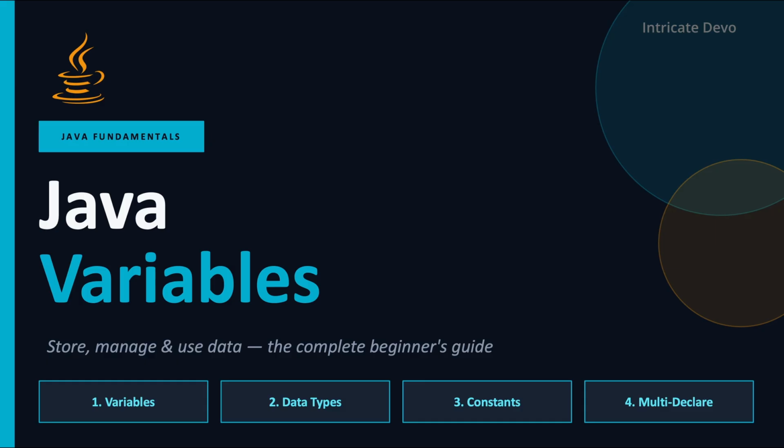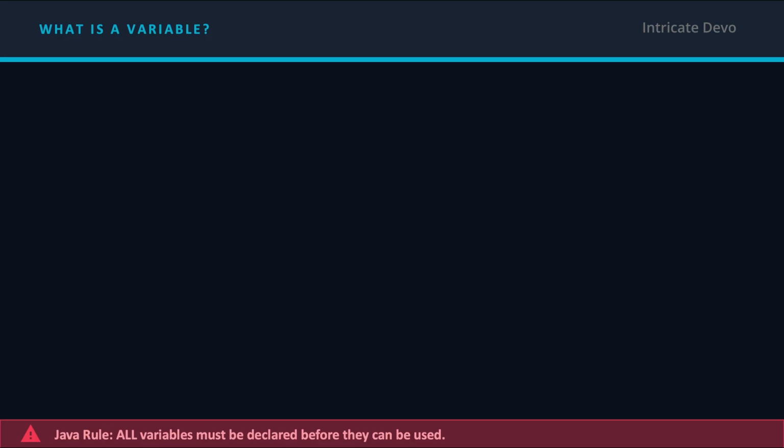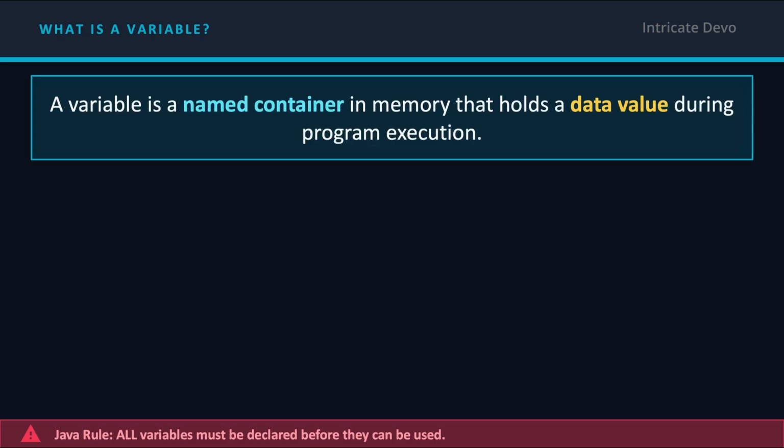So, what exactly is a variable? Think of it like a labeled box sitting inside your computer's memory. The definition on screen says it perfectly. A variable is a named container in memory that holds a data value during program execution.